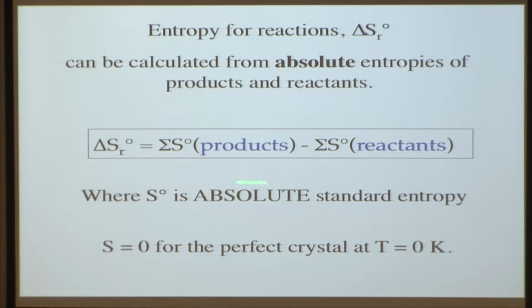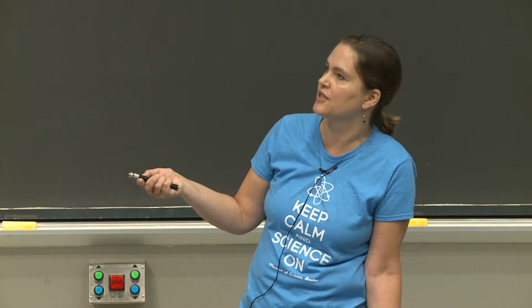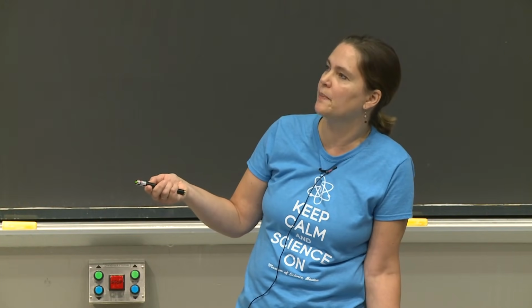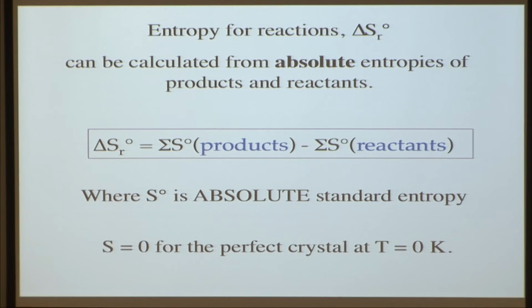The absolute value, or an absolute S, equals 0 for a perfect crystal at a temperature of 0 Kelvin. You never really talk about S by itself. It's always really delta S. And S of 0, this is like the saddest thing for a crystallographer because you know you're never going to have a perfect crystal.